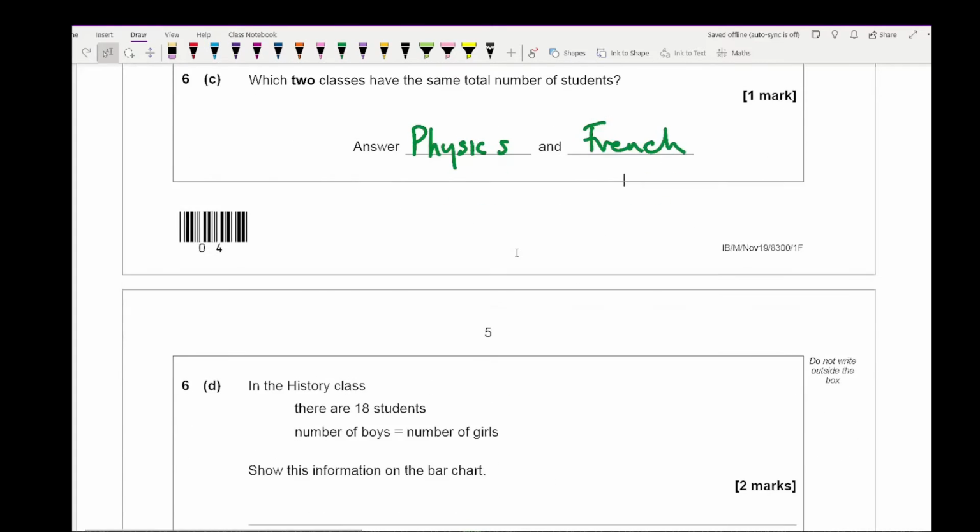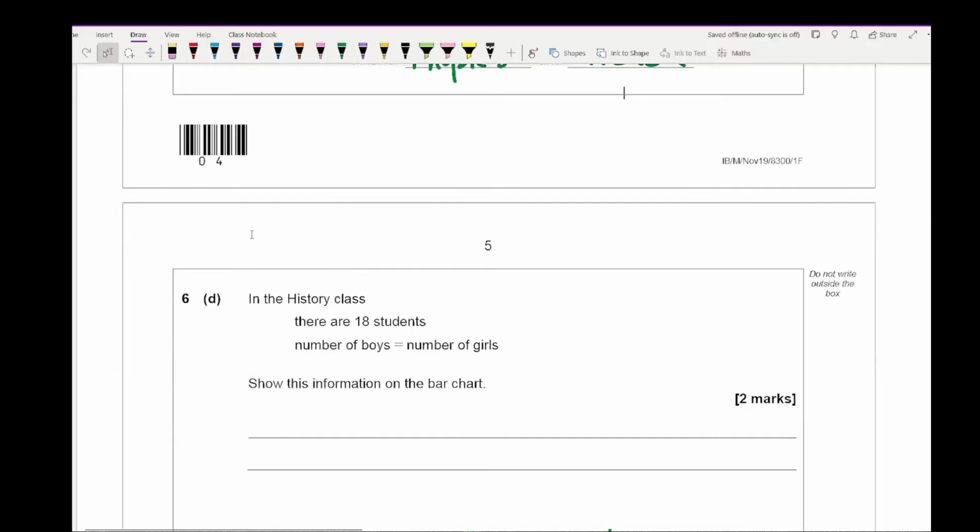Then for 6d, it says in the history class there are 18 students. The number of boys equals the number of girls. Show this information in the bar chart. So for this, as there are 18 students, and we've got the same number of boys and girls, we just need to do 18 divided by 2, which is 9. So therefore we're going to have 9 boys and 9 girls.